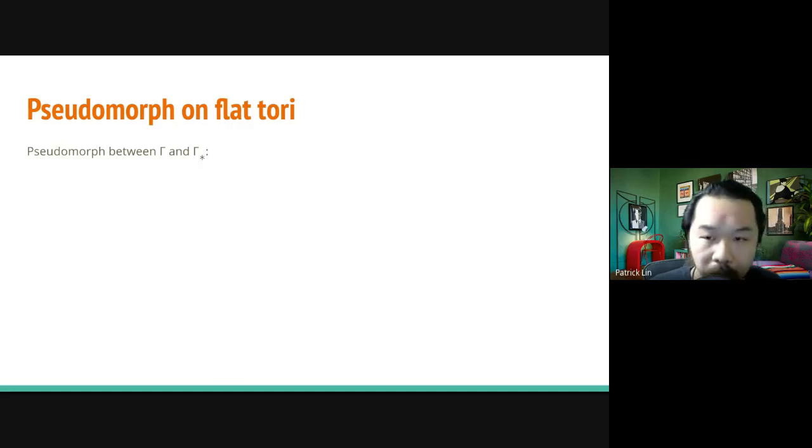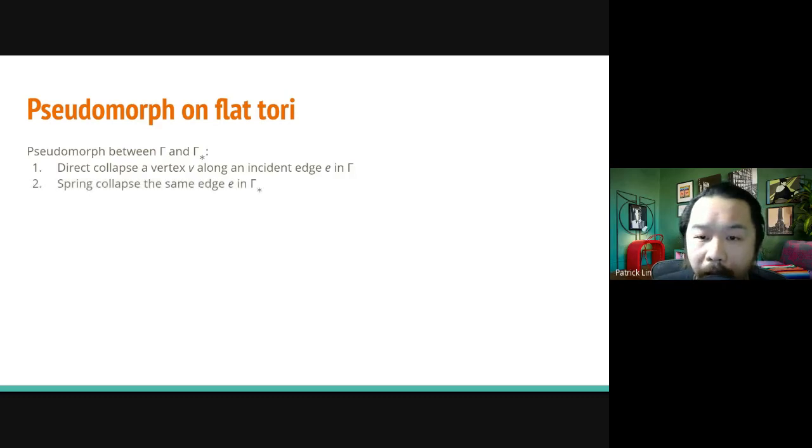And so if we want to compute a morph between two arbitrary embeddings, we can do this twice, right? And just use the spring embedding as intermediary. So all we really need to do now is compute the pseudomorph between the arbitrary embedding and the spring embedding. And so on the one side, we'll do a direct collapse when we can, because we know we can, as long as there are no self loops. And on the other side, we can perform a spring collapse.